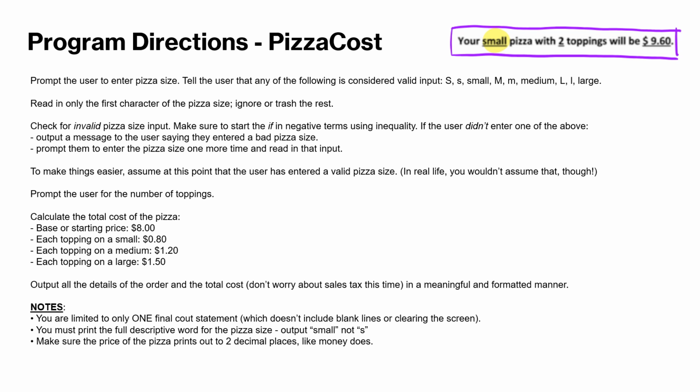You must print the full descriptive word for the pizza size, so you have to output small, medium, or large instead of an S or an M or an L. And please make sure the price of the pizza prints out to 2 decimal places just like money does. Happy programming!